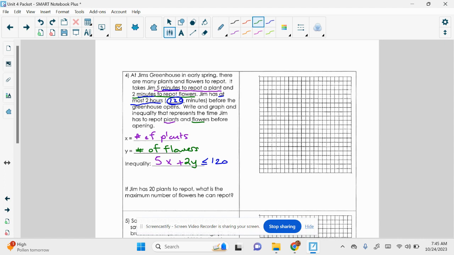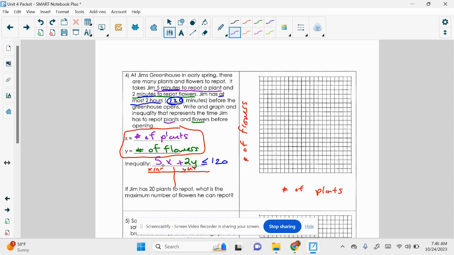Now, because this is real life inequality graphing, we need to do our 2 things from the past. We need to label, so we're going to put number of plants here, and over here we have number of flowers. Now, we might have to scale, but we have to figure out what our x and y intercepts are. Notice here, our x and y have coefficients, so we're actually going to have to use our table and solve these. So we have the x-intercept and y-intercept.